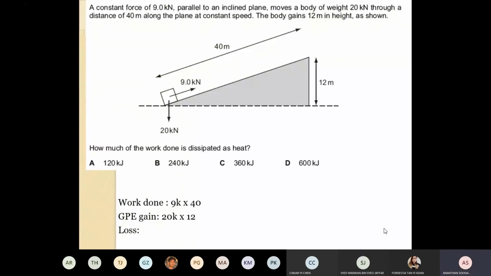You can use the conservation of energy. Work done by the thrust equals gain in GPE, gain in KE, and heat dissipated.